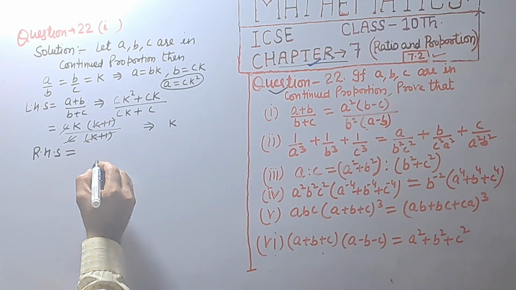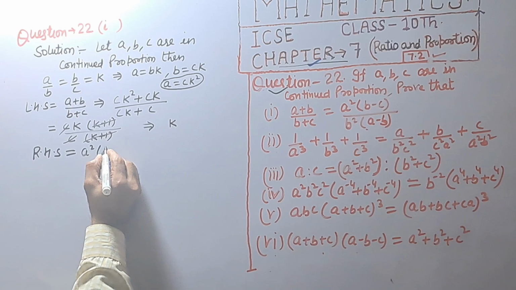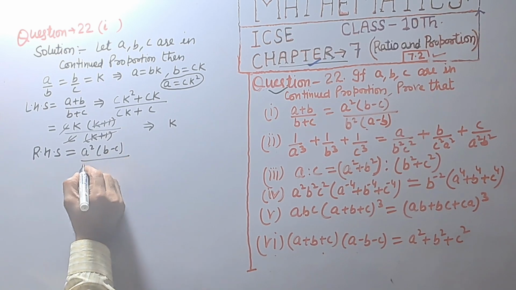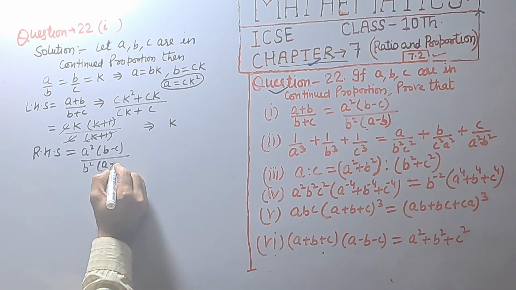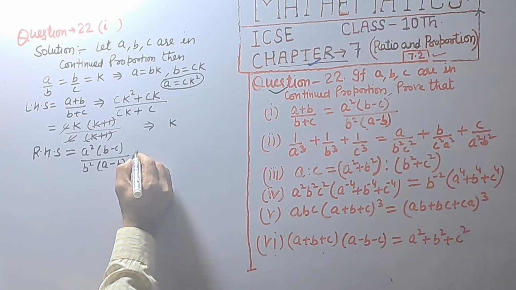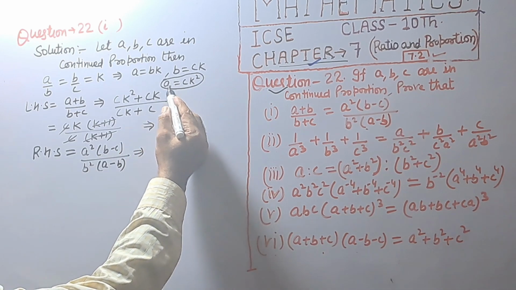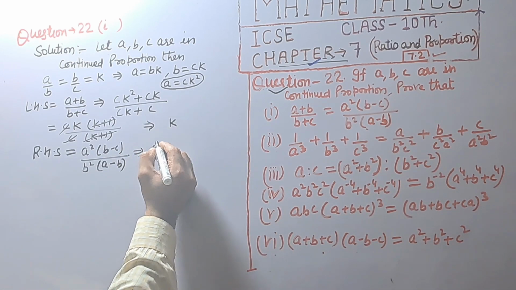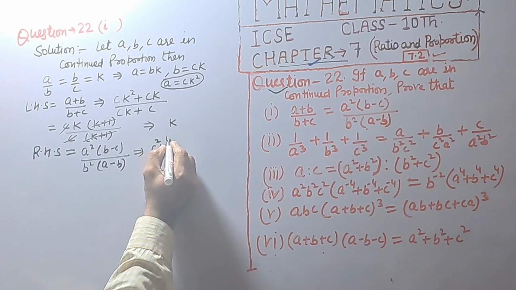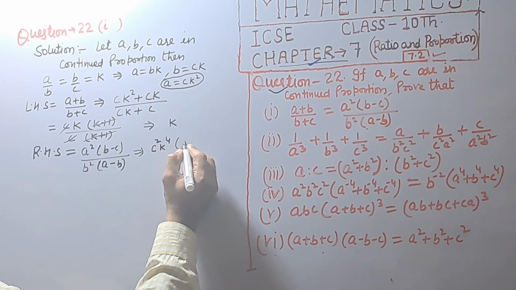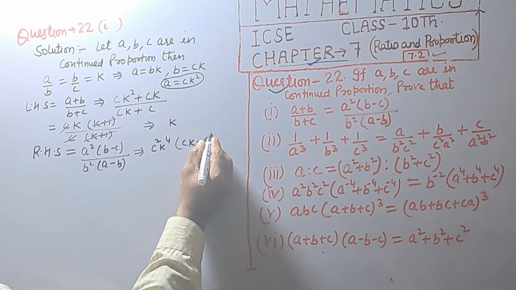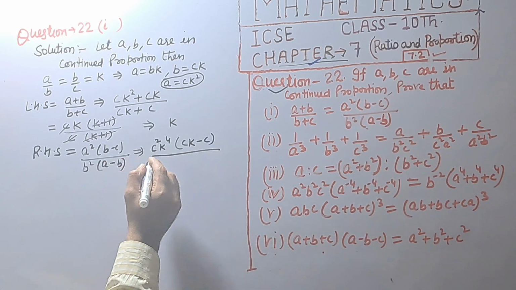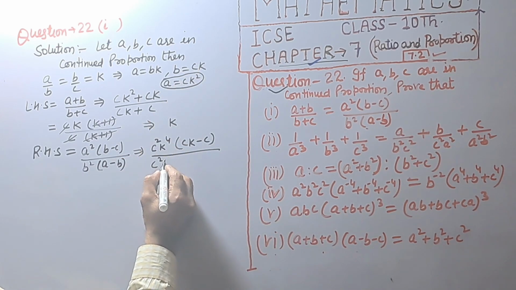Right hand side is equal to A square (B minus C) divided by B square (A minus B), which implies A square, that is equal to C square K raised to power 4, and B is equal to CK minus C, divided by B square is C square K square.